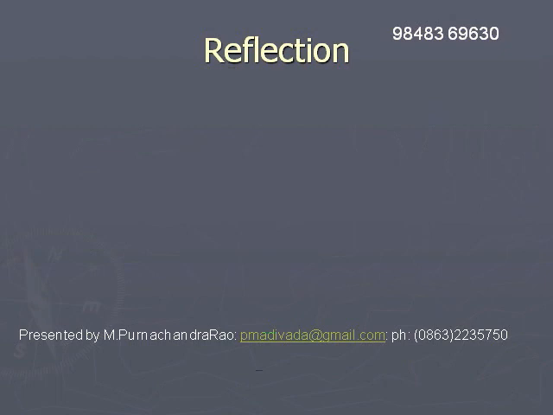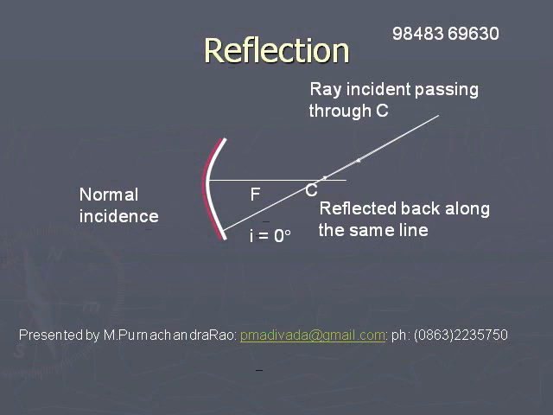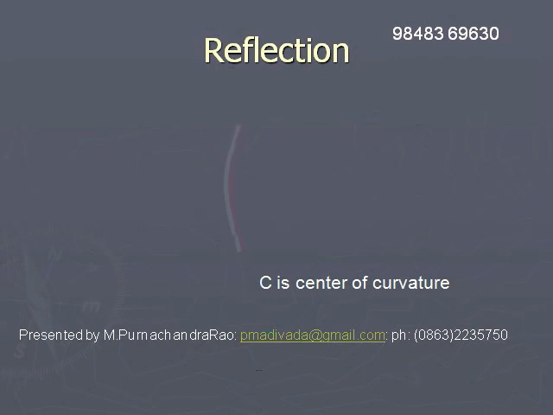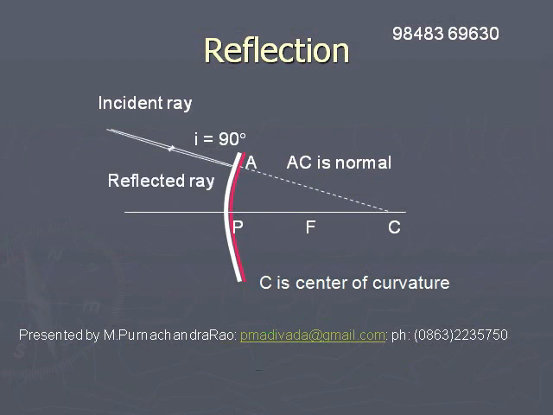In the first figure, you notice the ray incident passing through the center of curvature. The arrow mark towards C indicates the incident ray direction, and the arrow mark away from C indicates the direction of the reflected ray. Similarly, in the case of a convex mirror, the ray is incident passing towards the center of curvature, indicated by the arrow mark towards the mirror, and the arrow mark away from the mirror indicates the direction of the reflected ray.